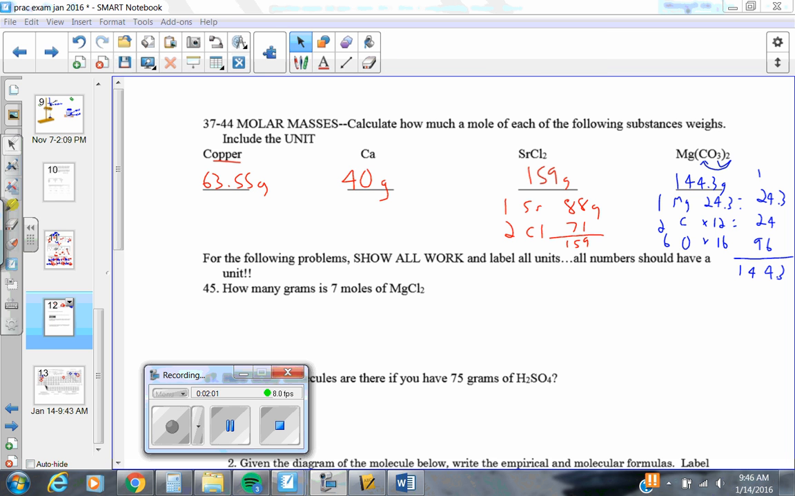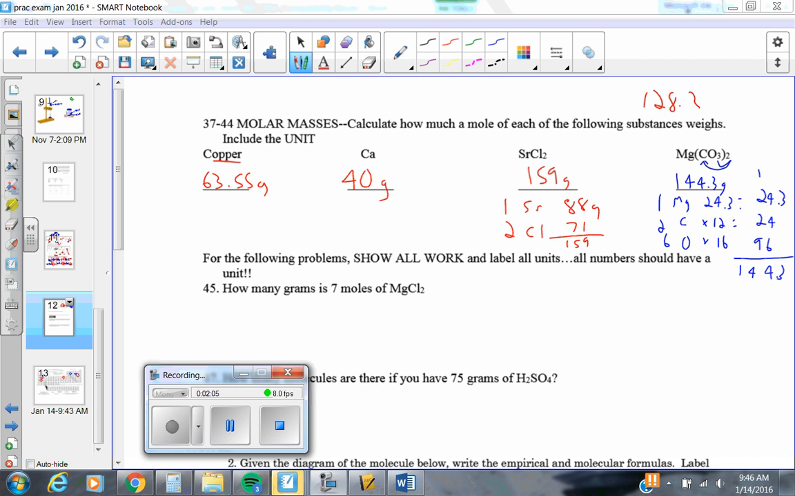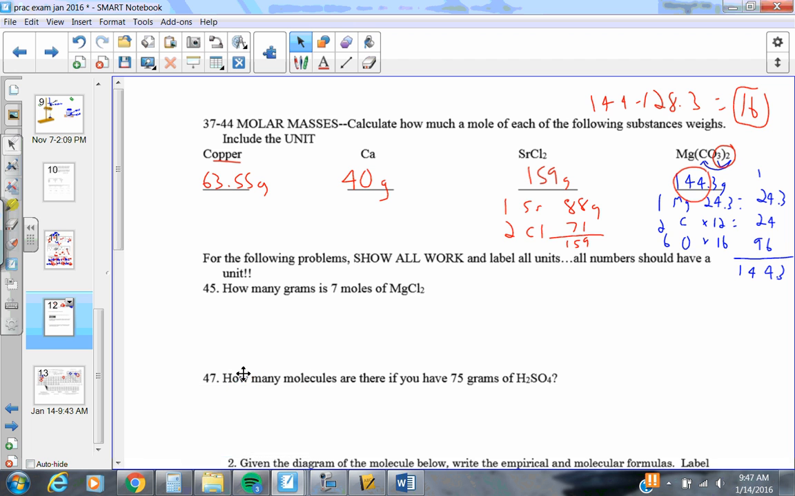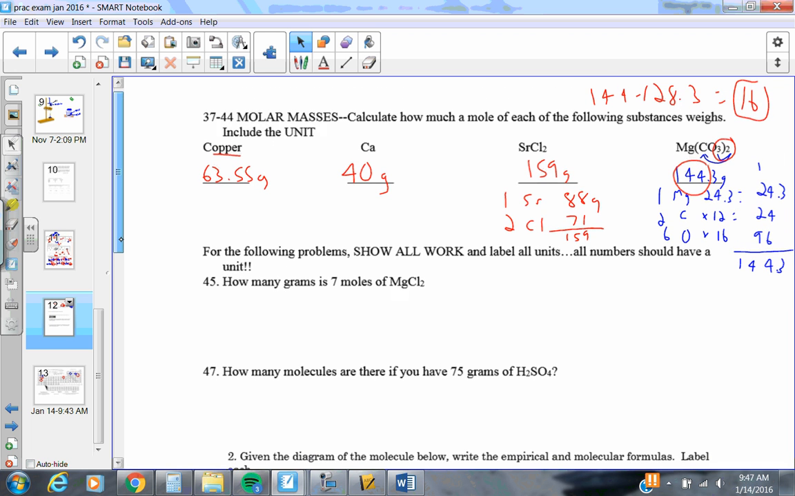Just did a check. Some people got 128.3. To me, when I look at what it should be, 144, and when they got 128, 144 minus 128 is a difference of 16. It's like they're missing an oxygen. I'll bet you they added 3 plus 2 to get 5. I have to do 3 times 2 to get 6. So the correct answer is 144.3.